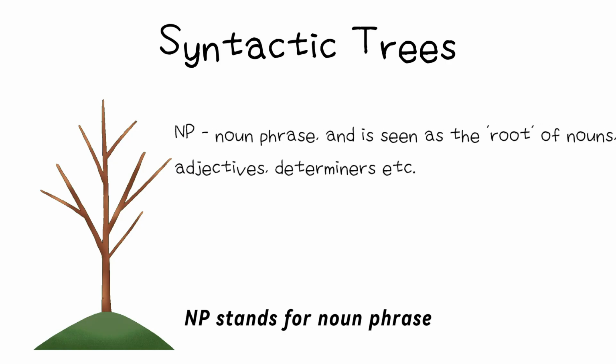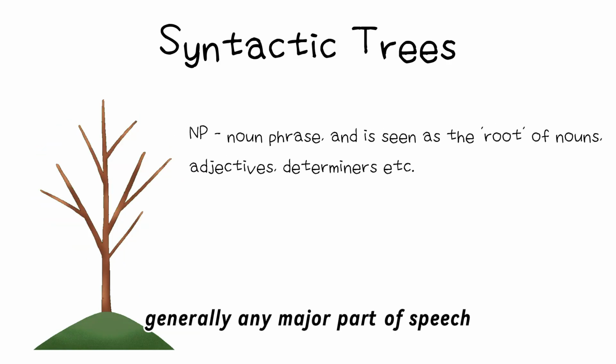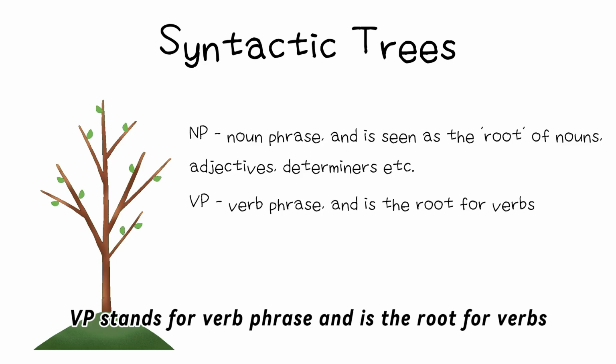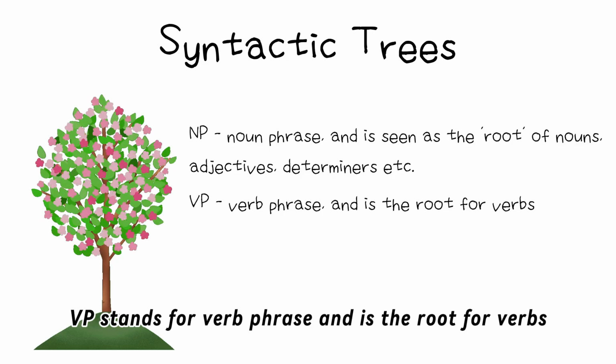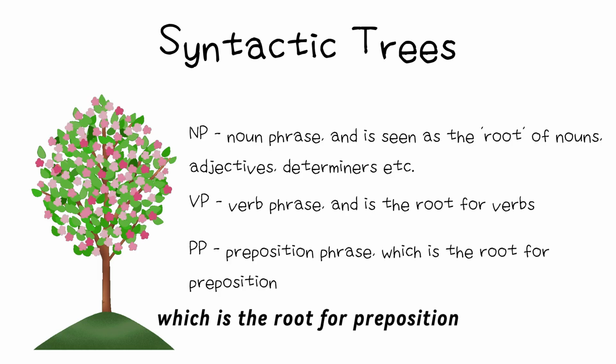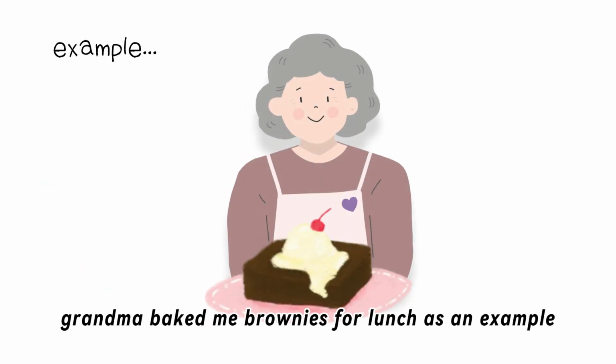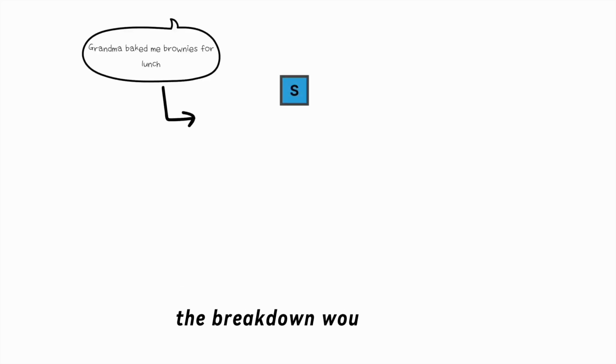NP stands for noun phrase and is seen as the root of nouns, adjectives, determiners, generally any major part of speech. VP stands for verb phrase and is the root for verbs, and PP stands for preposition phrase, which is the root for prepositions. To give a better understanding, we can use the sentence, "Grandma baked me brownies for lunch," as an example. The breakdown would follow.